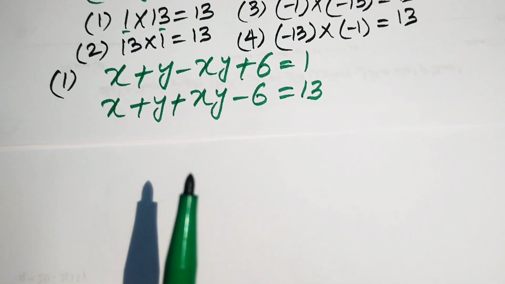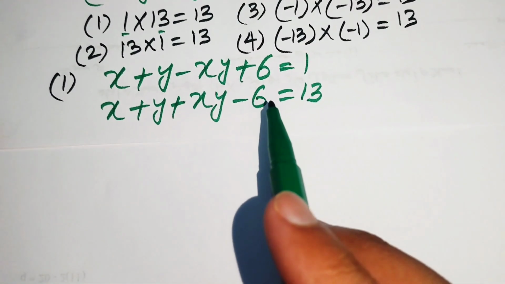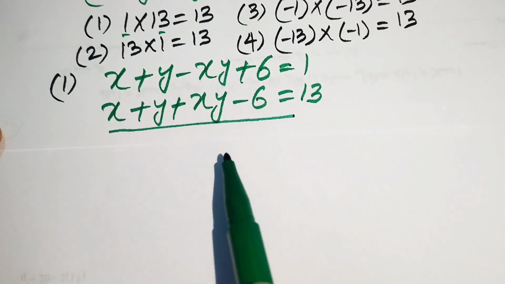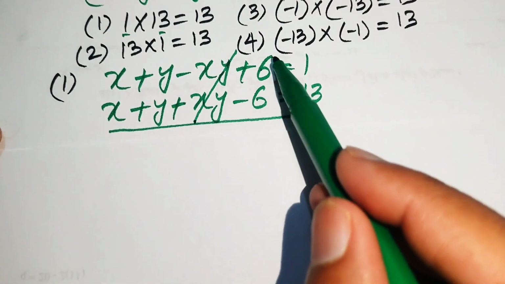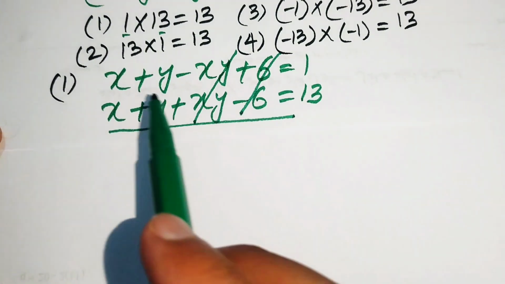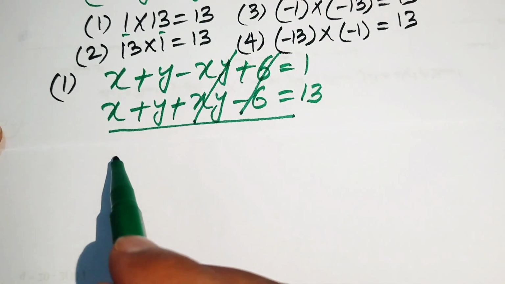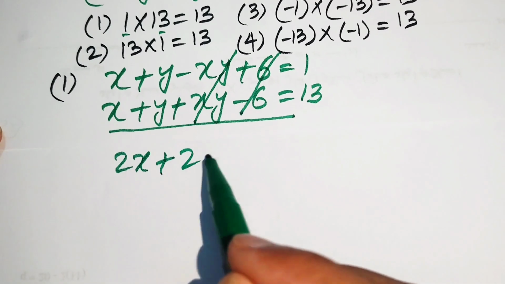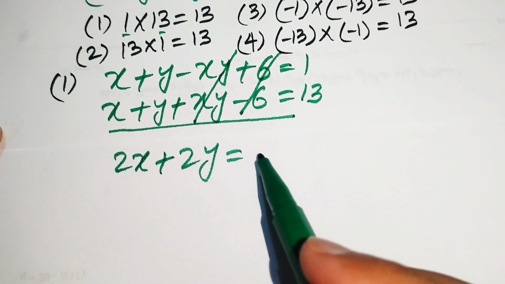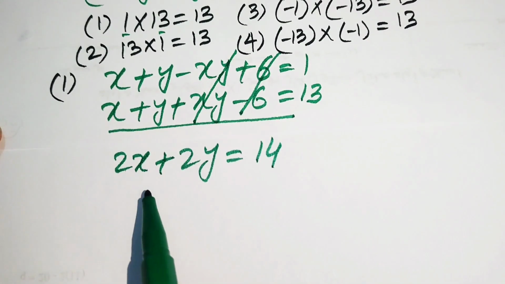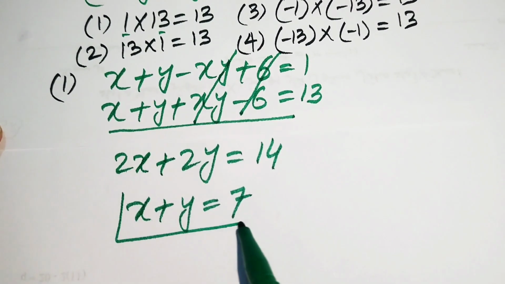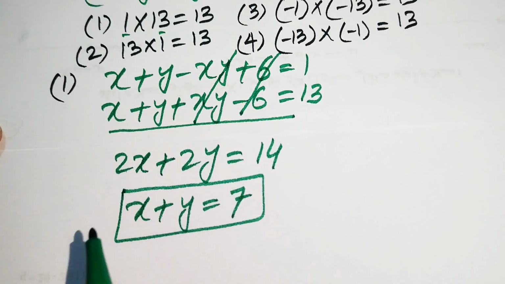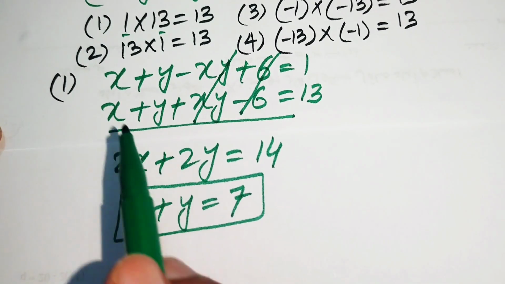Now in order to find the value of x plus y, we need to add these two equations. When you add these two equations, you see that the negative and positive xy are gone, and the positive and negative 6 are gone. So you add these terms and it is written as 2x plus 2y equals 1 plus 13, which is 14. We divide both sides by 2 and you get x plus y is equal to 7. This is the value of x plus y which we get from case number 1.